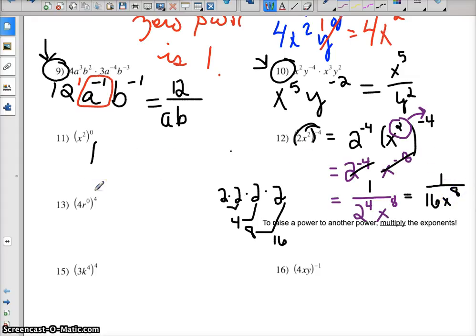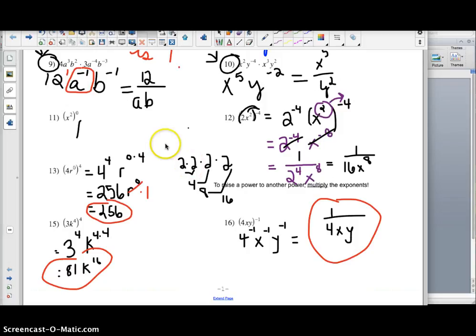I want you to pause the screencast and try 13, 15, and 16. Come back and check your answer when you've done. Now you're ready to check. 13 is equal to 256. Number 15 is 81k to the 16th power, and 16 is 1 divided by 4xy. If you missed any of these, pause the screencast and study the work that I've done for you.